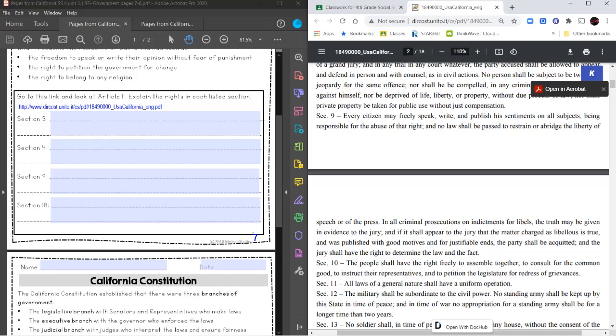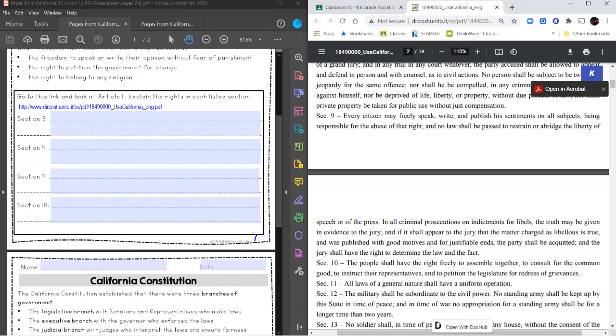And was published with good motives and for justifiable ends, the party shall be acquitted, and the jury shall have the right to determine the law and the fact. All right. Again, a lot of very, very wordy sections here. Let's go back to the beginning and break it down. Every citizen may freely speak, write, and publish their sentiments, that means their thoughts, on all subjects, and they're responsible for the abuse of that right.